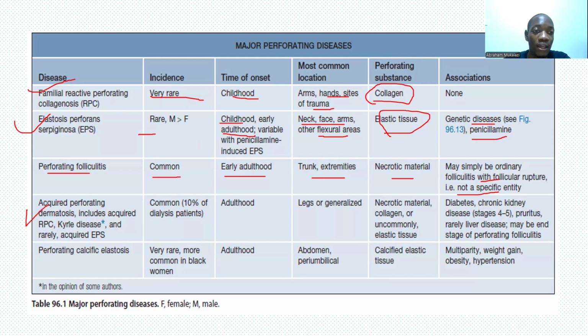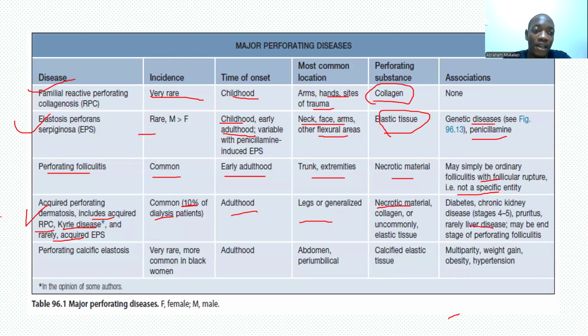Then we have the acquired perforating dermatosis, which includes the acquired RPC, Kyrle disease, as well as the acquired EPS. This is a little bit more common: 10% of dialysis patients will have this. Onset is usually in adulthood, commonly seen on the legs, or sometimes it can be generalized. In this case, the material being eliminated from the body includes necrotic material, collagen, and sometimes elastic tissue. It is associated with diabetes, chronic kidney disease, and rarely you can also see it in patients having liver conditions.